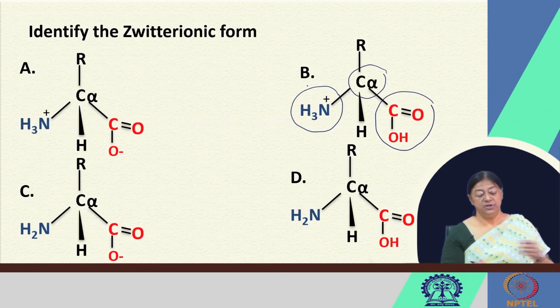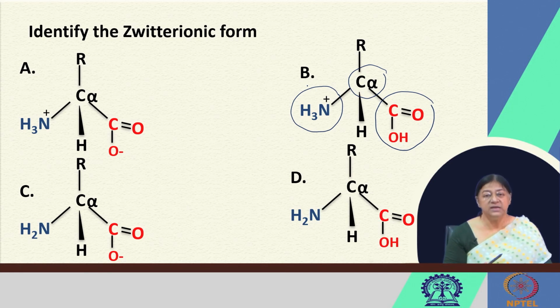In the first option that we have put here, I have posed the question to identify the zwitterionic form. Now, to understand the zwitterionic form, we realize that each of these structures drawn is an amino acid structure. Each of them has a C alpha carbon. To the C alpha carbon, we have an NH3 that is attached, we have a COOH that is attached, and we have a hydrogen that is attached.